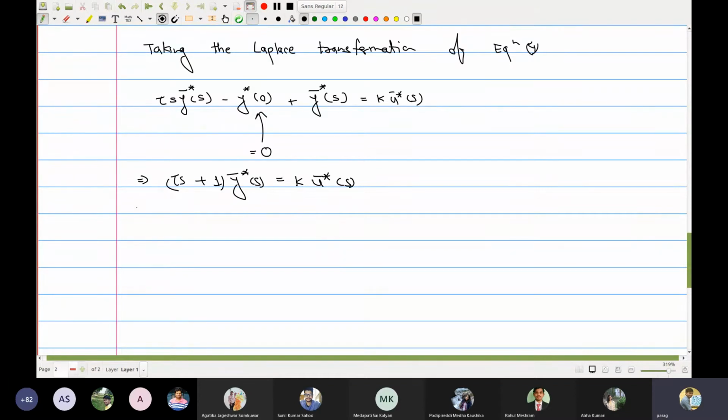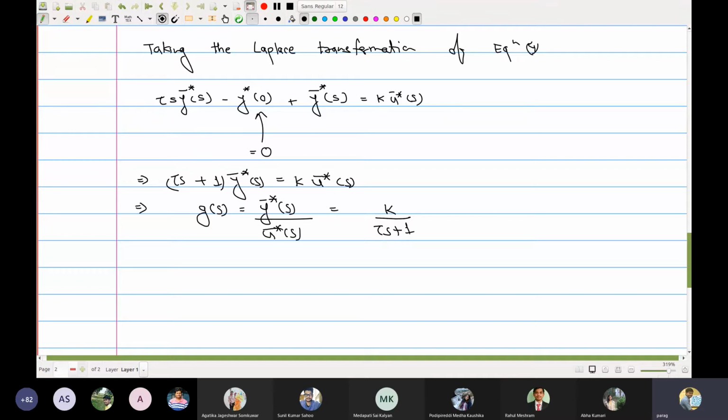And this brings us to the famous form which you must already know very well, G, which is the general transfer function of the system. This is equal to the Laplace transformation of the output variable divided by the Laplace transformation of the input variable, and this will simply be equal to K upon tau s plus 1.